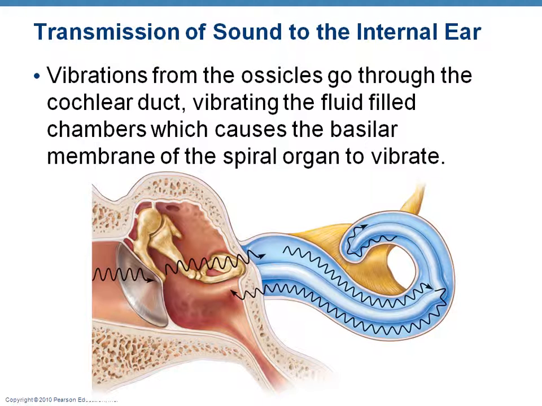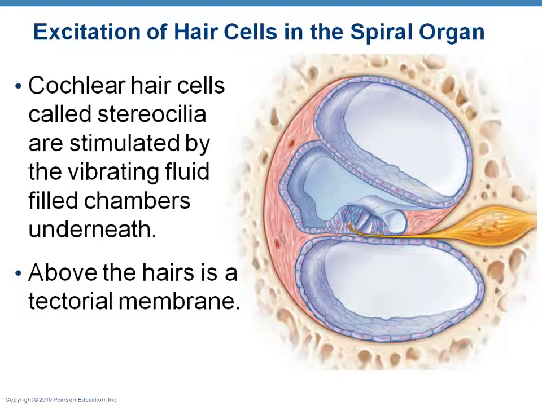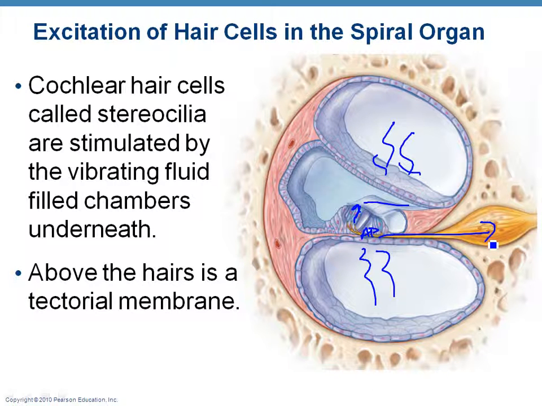Vibrations from the ossicles go through the cochlear duct. The vibrating fluid fills the chambers, causing the basilar membrane, which the spiral organ is sitting on, to vibrate. The cochlear hair cells, called stereocilia, are stimulated by the vibrating fluid in the chambers underneath, and above the hairs is a tectorial membrane. Again, another picture. This fluid is going to be moving. When this fluid moves, it's going to push these cells up into the tectorial membrane. When the cells bend, it's going to create an action potential that's going to travel on the neuron.